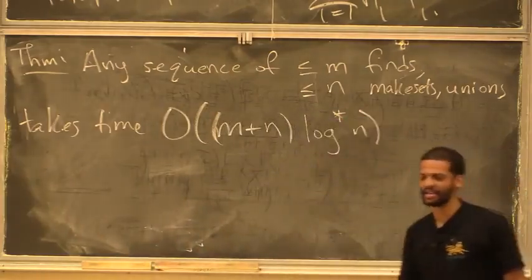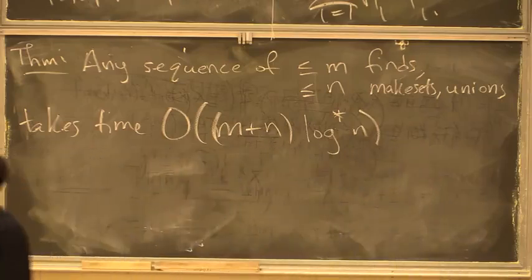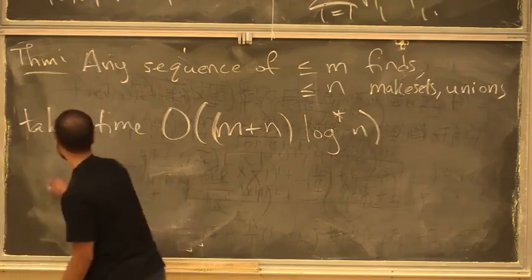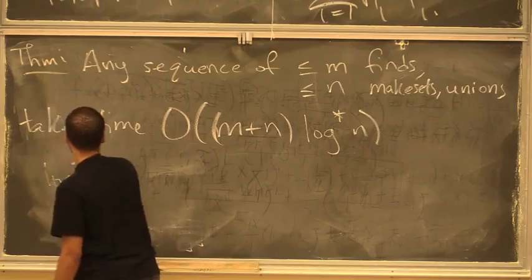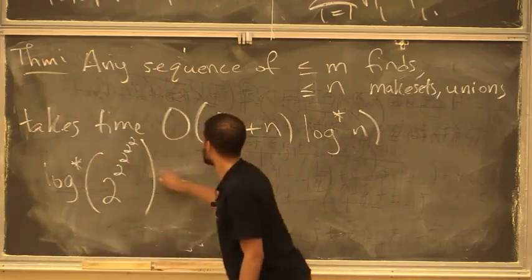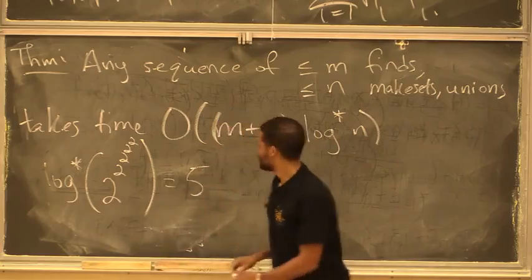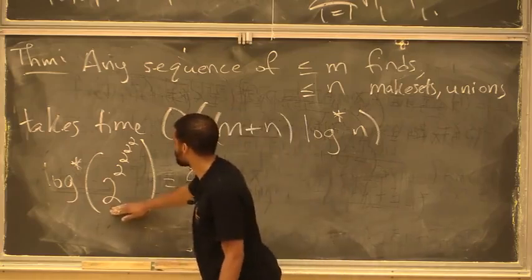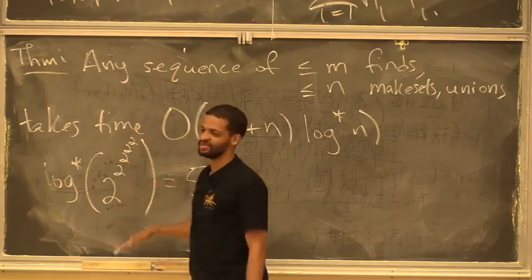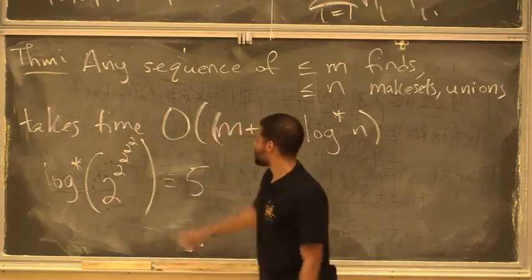Remember, I talked about log star back when I talked about Karatsuba's algorithm, right? What does log star of n mean? It's the number of times you take log base 2 before you get down to 1. So basically log star of, say, 2 to the 2 to the 2 to the 2 to the 2 is 5, right? Because if I take log base 2 of this, I get rid of one 2. If I take another log base 2, I get rid of the second 2. If I take 5 of them, I get down to 1.